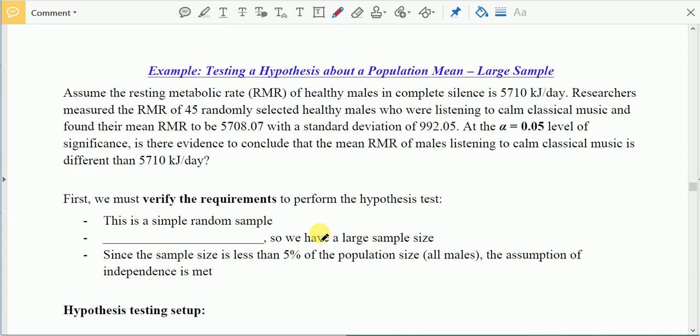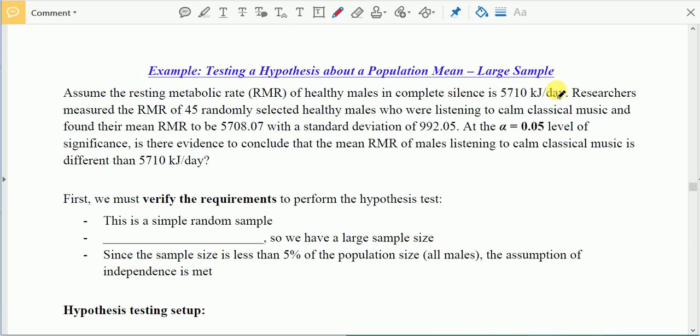Okay, so let's go over the first example and see how it goes. This one has a large sample. We are testing a hypothesis about a population mean, assuming that the resting metabolic rate, RMR, of healthy males in complete silence is 5,710 kilojoules per day. This is the given fact that we already know, so this should be the null hypothesis.